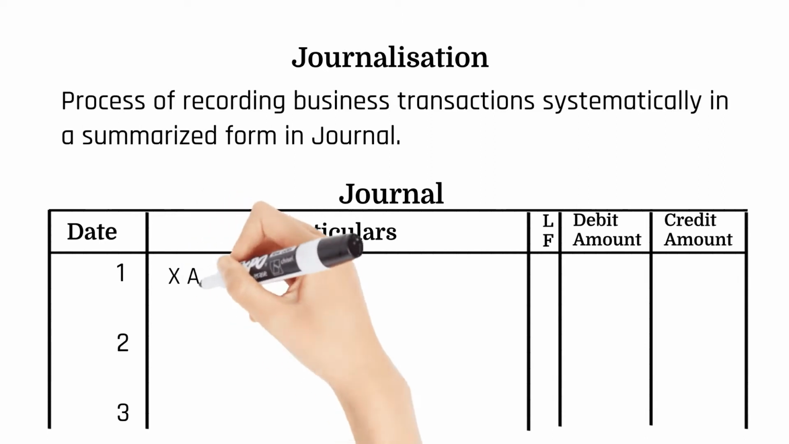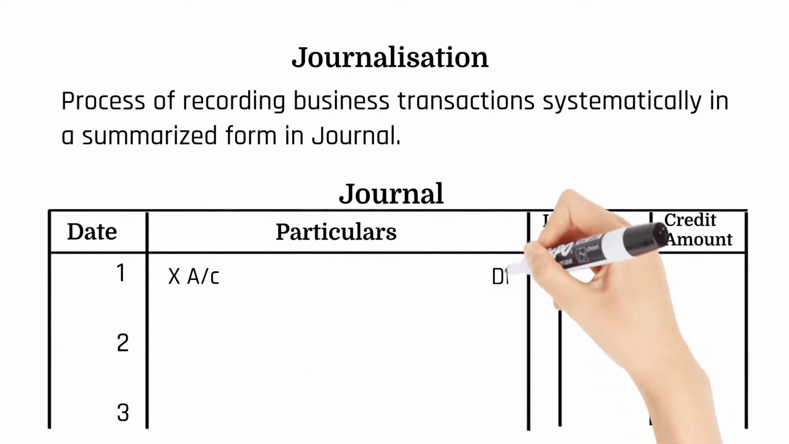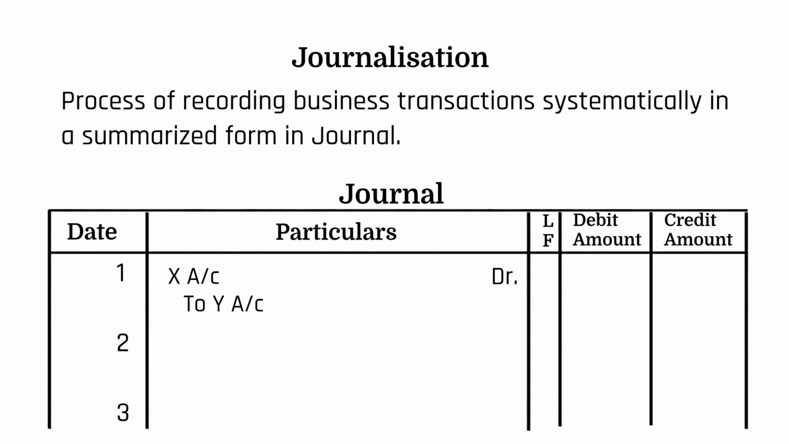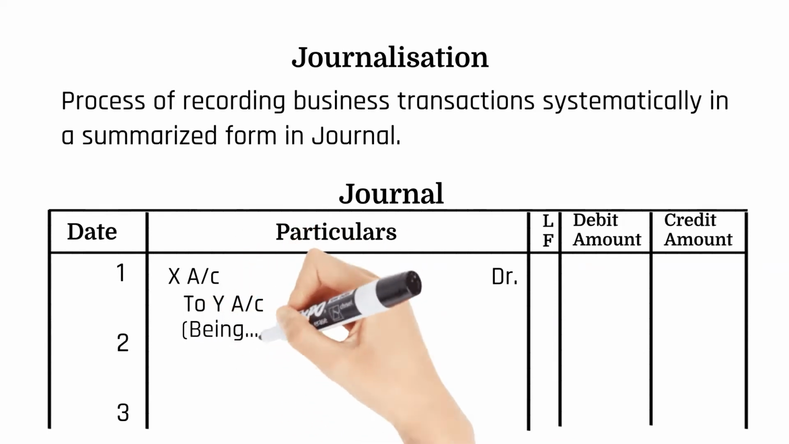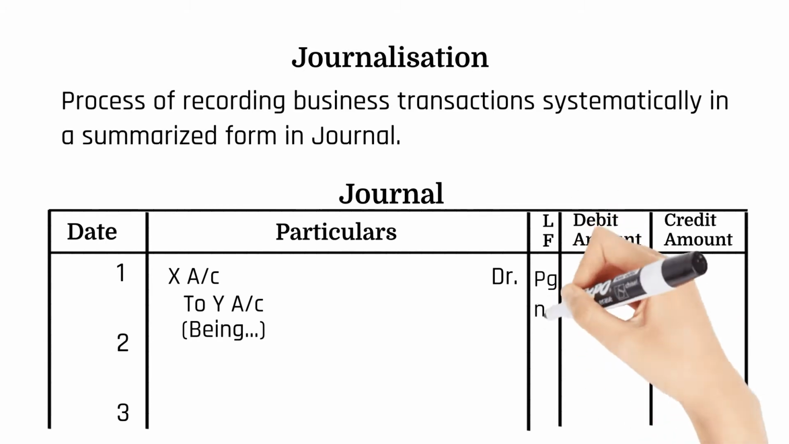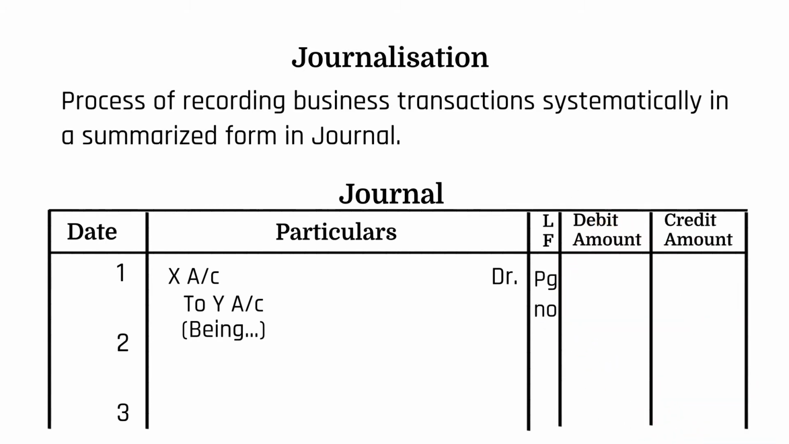Accounts that are debited and credited, known as the entry, are written in the particulars column, and the brief explanation about the transaction, known as narration, is also written below the entry in a bracket starting with the word being. LF stands for ledger folio. That simply means the page number of the ledger book where the posting of that particular entry is done. We will know more about the ledger in another video where the ledger topic is covered. The amount of the account which is debited is written in the debit amount column, and the amount of the account which is credited is written in the credit amount column.